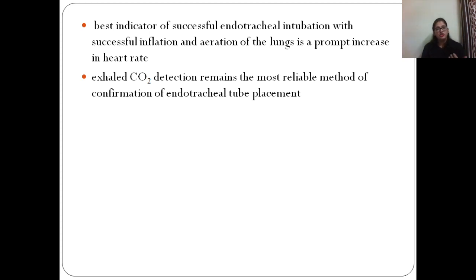Now, once you have intubated the child, how will you know that the child has been successfully intubated? You can check it by a constant rise in the heart rate, because we have already mentioned that rise in heart rate is the most sensitive indicator of a successful step. Then you can also check the exhaled CO2, which may help you to confirm that the endotracheal tube is in place.